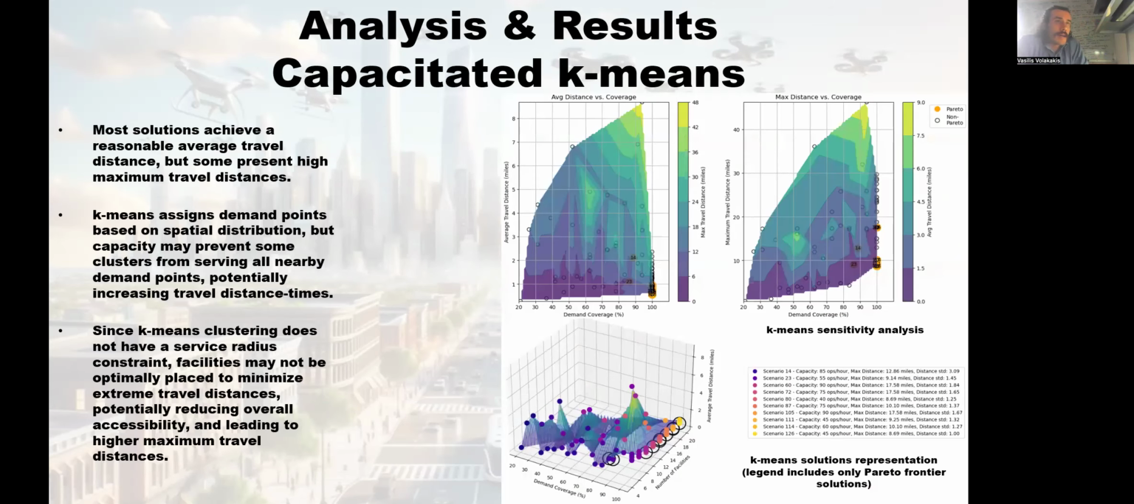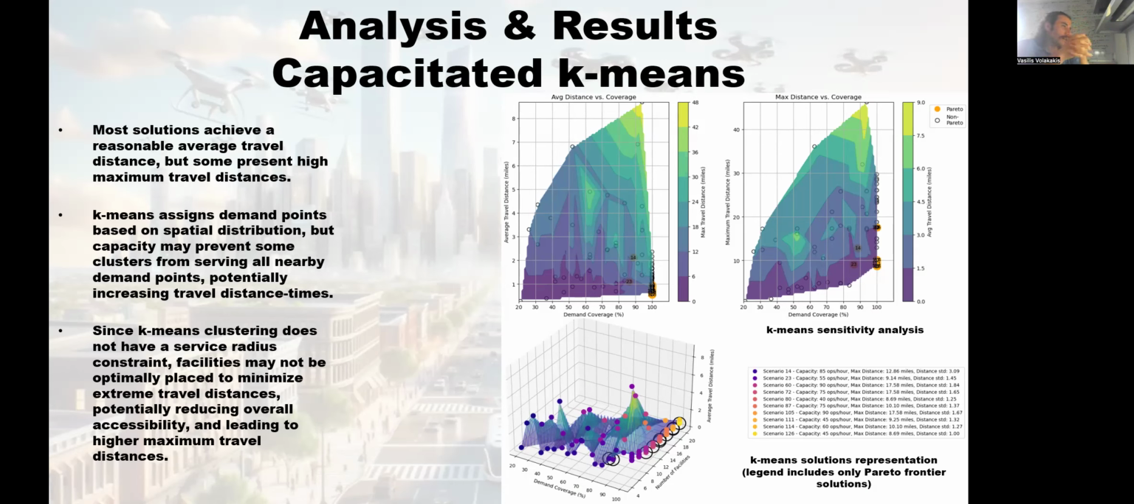So starting from the capacitated K-means, we found that most solutions achieve a reasonable average travel distance. An average travel distance is basically a measure of accessibility, if you wish, to see what is the average distance that a person or a demand point has to travel to gain access to an urban air mobility service. And for example, that is like the closest vertiport to that demand point.